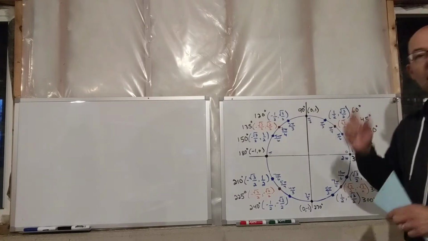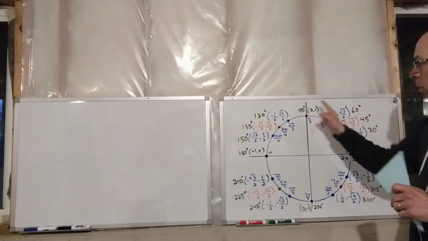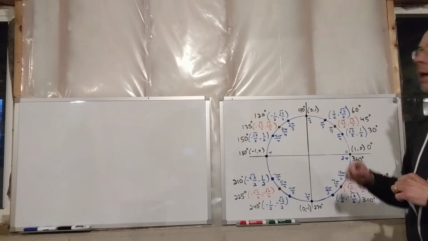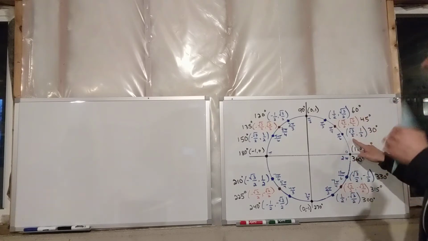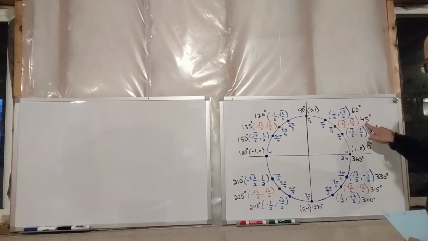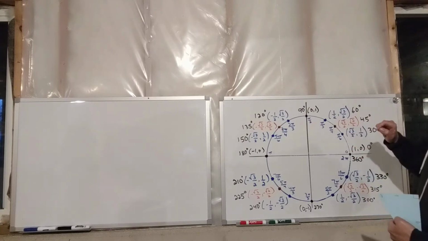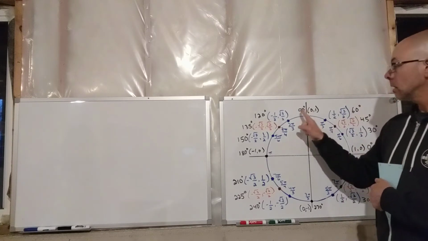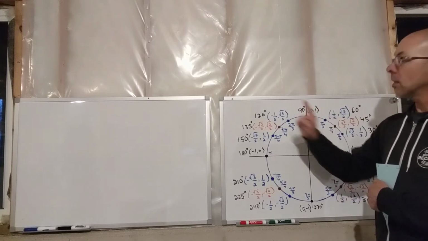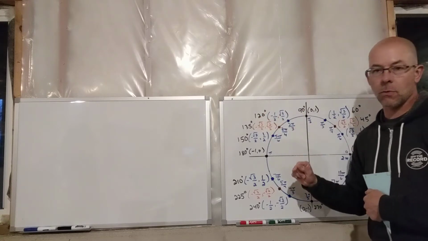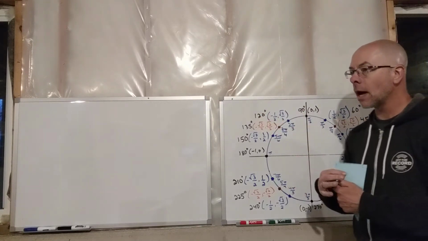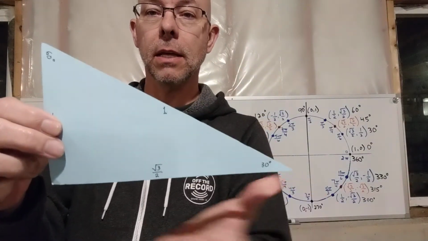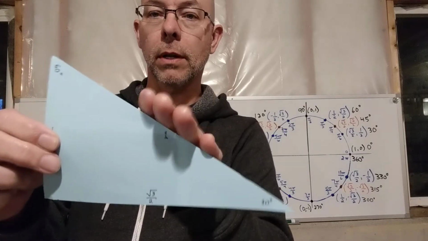In other words, all of the x coordinates around this picture are the cosines. The cosine of 30 degrees is square root of 3 over 2. The cosine of 45 degrees is square root of 2 over 2. The cosine of 60 degrees is 1/2. The cosine of 90 is 0. The cosine of 120 is negative 1/2. And so on. All because of this triangle. Every time I do a cosine of 30, it's square root of 3 over 2 over 1.